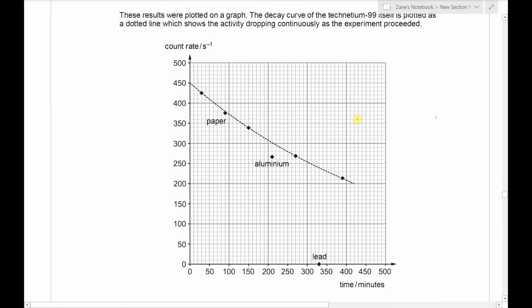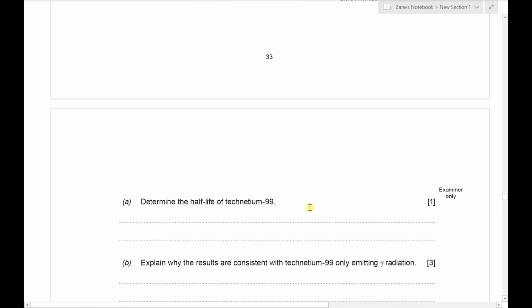The half-life would be the time in which the count rate would drop to half of its initial value. The initial value is 450 counts per second, so we're looking for 225 counts per second. If we draw a line across here, we will find that that's at about 360 seconds. Every 2 squares is worth 10 seconds there. Sorry, minutes, not seconds. So I'm simply going to say 360 minutes, and you get a little bit of leeway there in the exam, depending on how carefully you've read the graph.